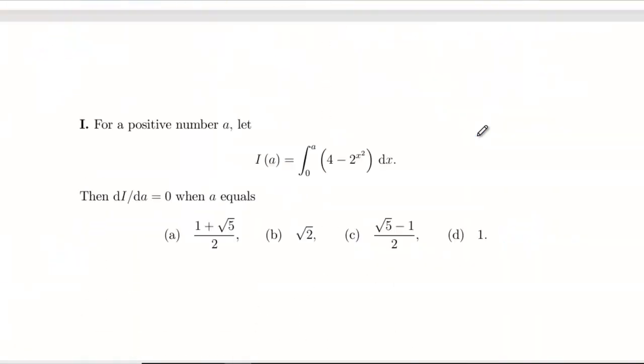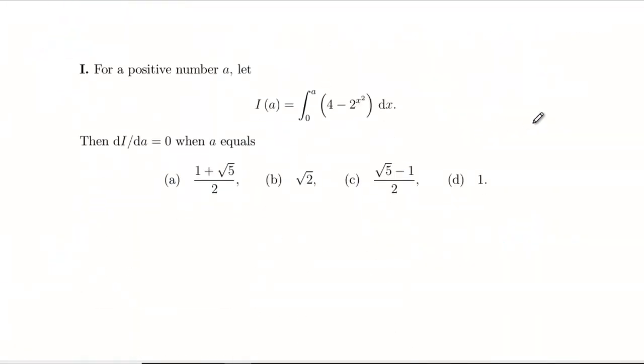That was quite a lot of thinking. Right, I, 2 to go. For a positive number a, let that integral be that, okay, when dI/da equals 0. When a equals what? So we're integrating to get I as a function of a. So we've got some function, integrate it up. We're going to get rid of our x's, replace them with a's. Then we're differentiating it with respect to a.